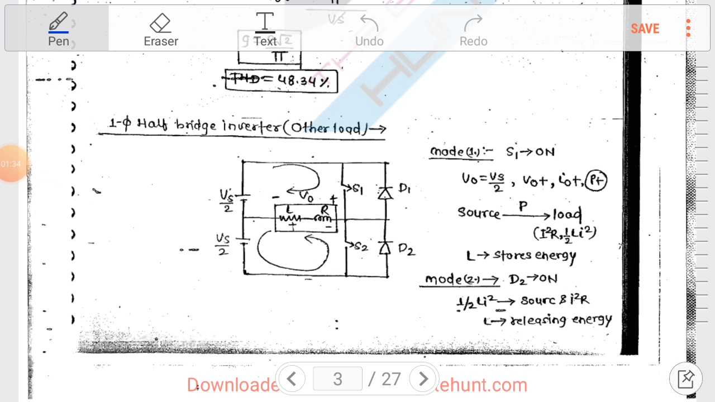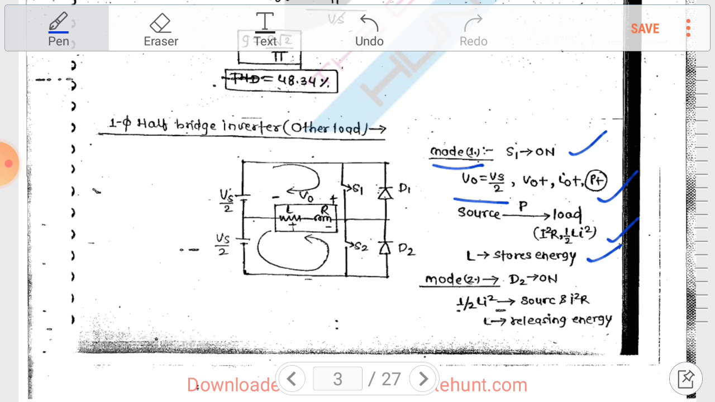The different modes with respect to circuit perspective we can see. In mode 1, as switch S1 will be on, the output voltage will be plus Vs by 2 and the current will also be in the positive direction. So the power will be positive and power flows from source to load. Inductance is storing the energy in mode 1.